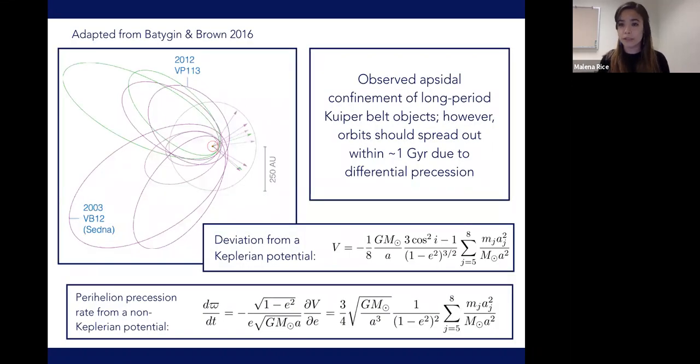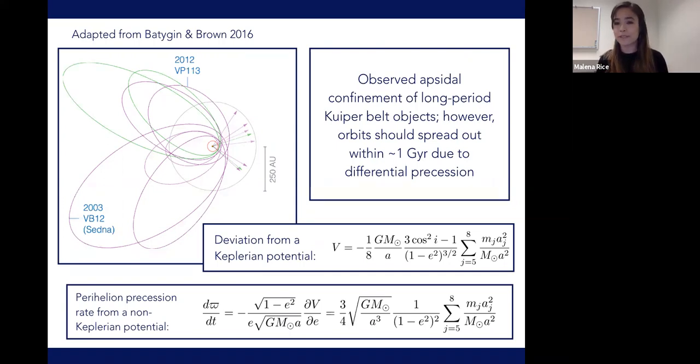In 2014, Sheppard and Trujillo found that the arguments of perihelion of the long-term stable detached Kuiper belt objects appeared to be clustered in one particular direction on the sky. And this is not expected because the orbits of these objects should precess over time at different rates that would cause them to spread out across the sky over a timescale of about 1 billion years.